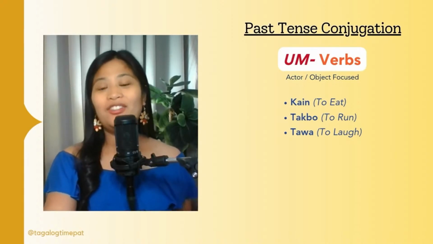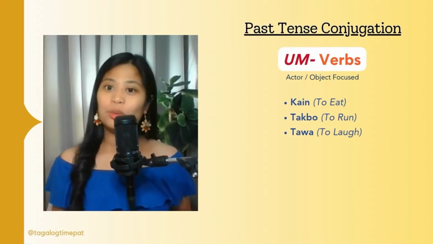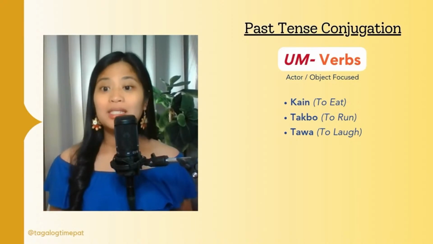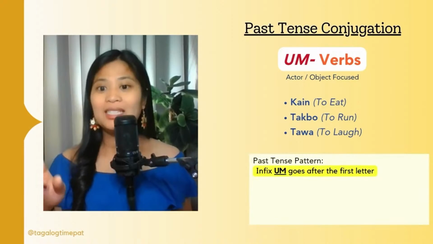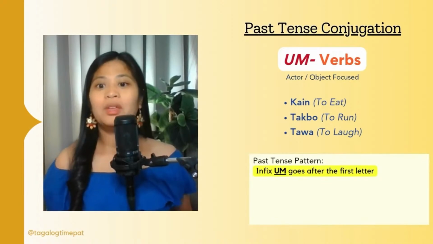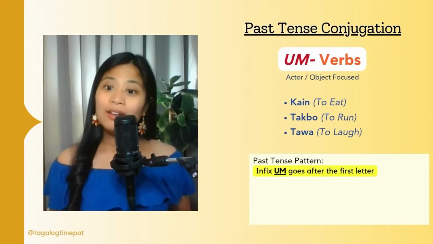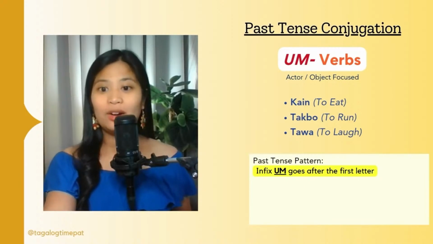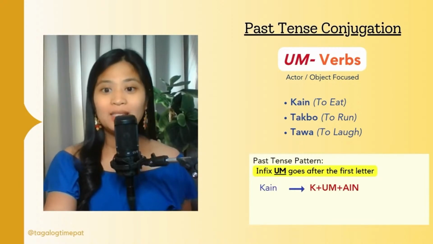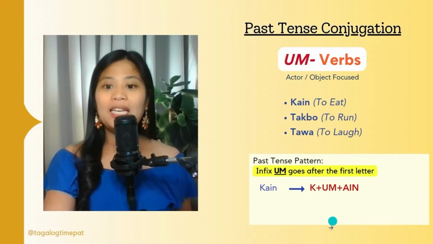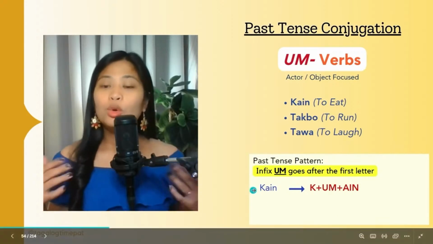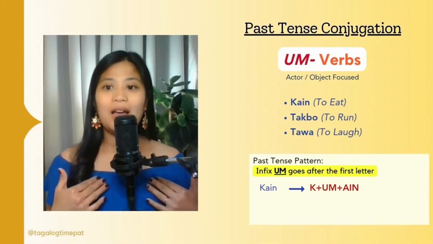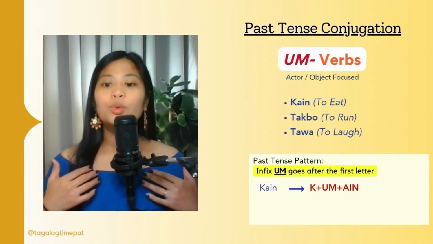Um is the infix that is put into the word to conjugate it in the present tense. But in the past tense, this is the pattern. So um goes after the first letter when you're using it in the past. For example, kain, to eat, becomes kumain. Kumain ako, I ate.